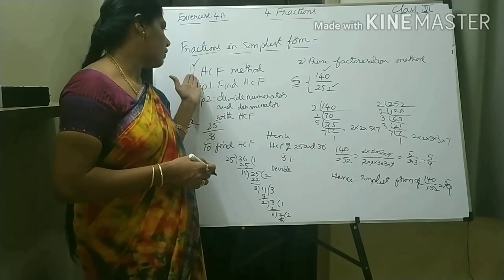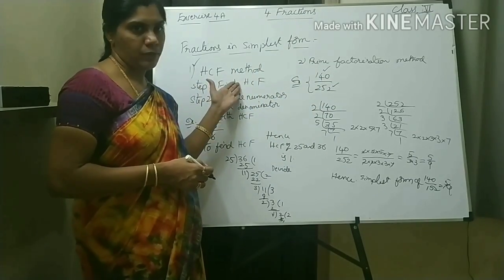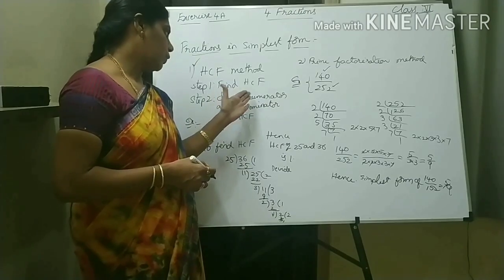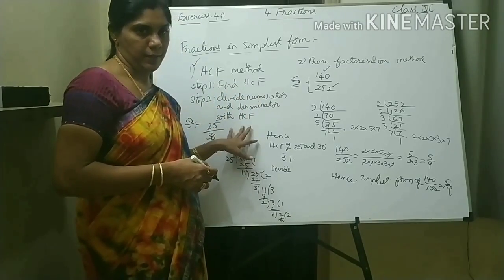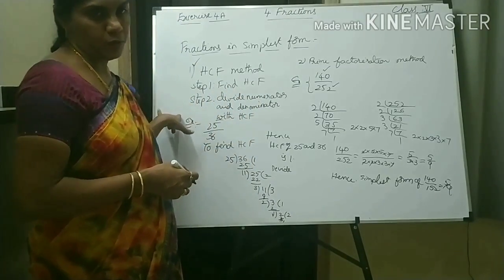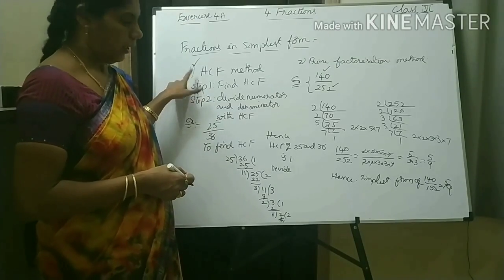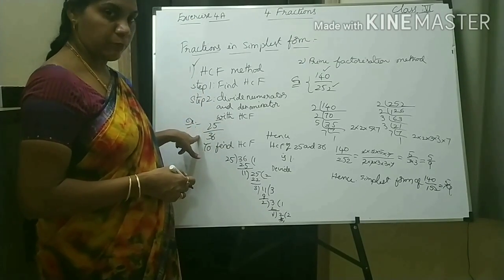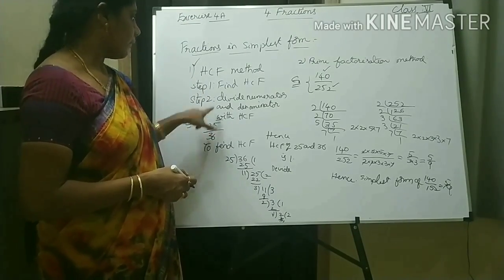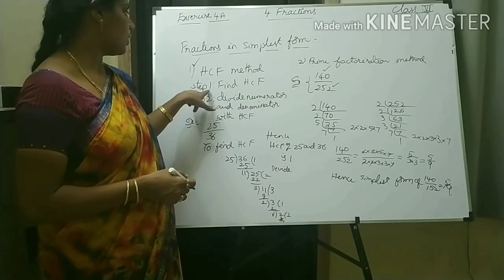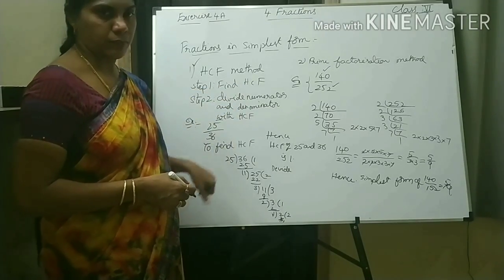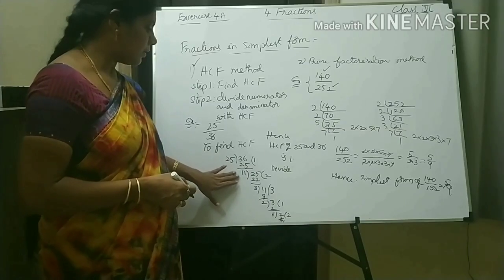In this HCF method, first we will find the HCF. After that, we will divide both numerator and denominator by the HCF. These two steps we have to follow under the HCF method. See this example, 25 by 36. Step 1: find HCF. So here also I am finding HCF.